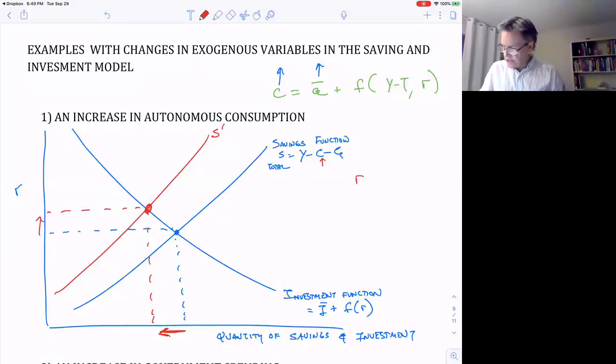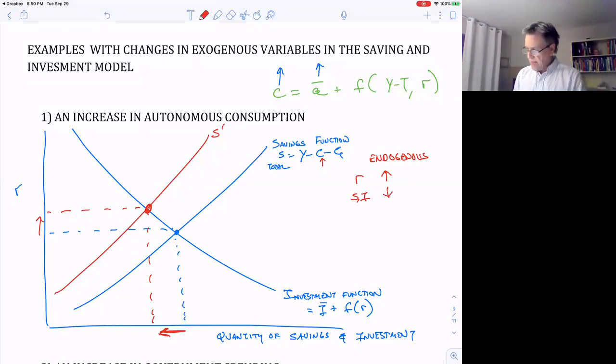So the endogenous variables here are R, the real interest rate, and that increases. The quantity of savings and investment, those are endogenous, they decrease. And the fourth endogenous variable is consumption. And we already figured out that increases.